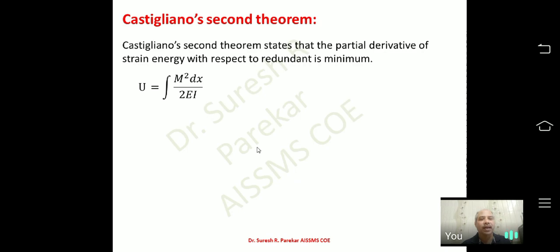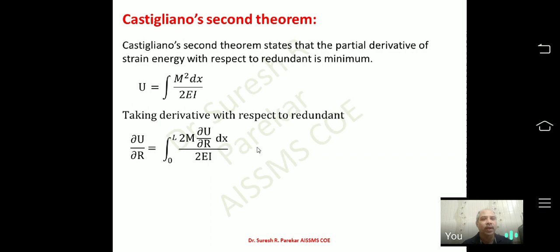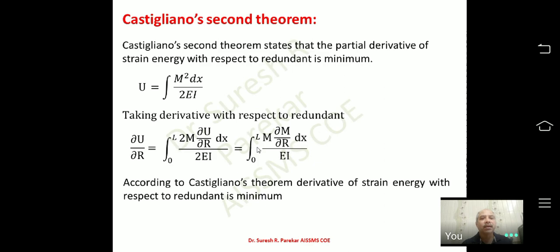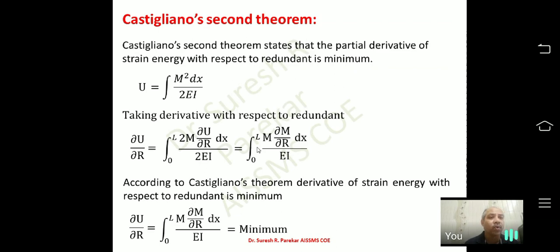Now you can see we have strain energy for a flexural member, that is M squared dx upon 2EI. If we take the derivative with respect to the redundant R, we get 2M times dM by dR upon 2EI, and the 2 gets cancelled, and we get the expression in this way. Now in most of the cases this value is 0. Where we do not have this value 0 is only where sinking is allowed, or where we have springs. In all other cases we have that value as 0.